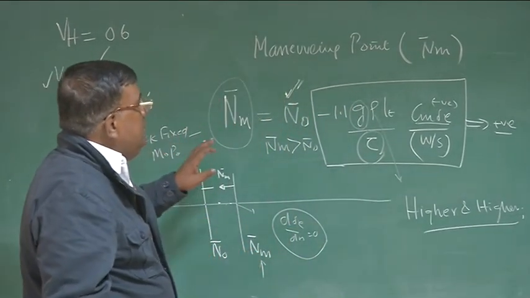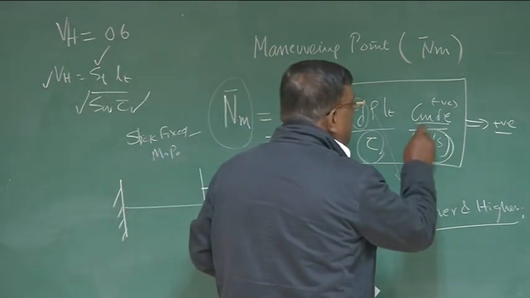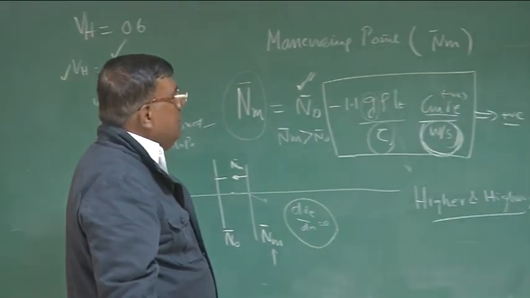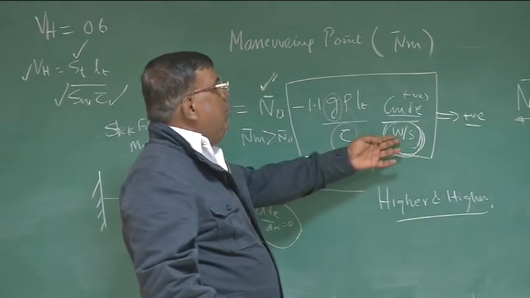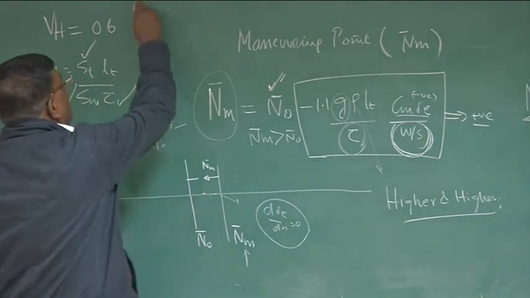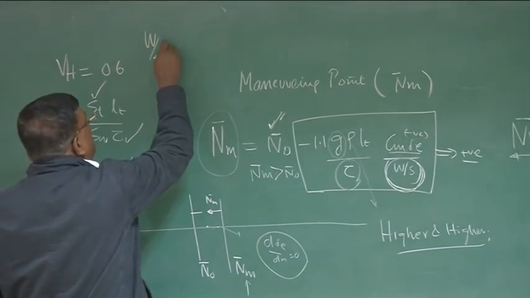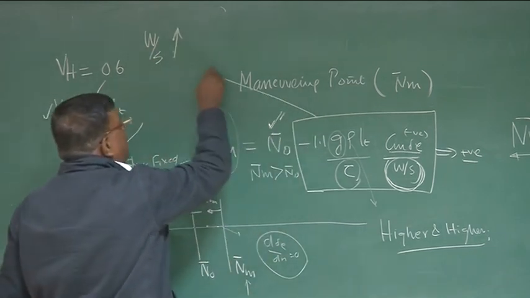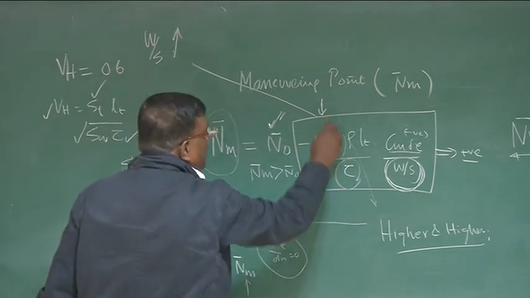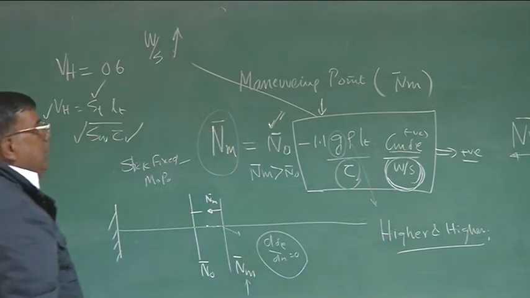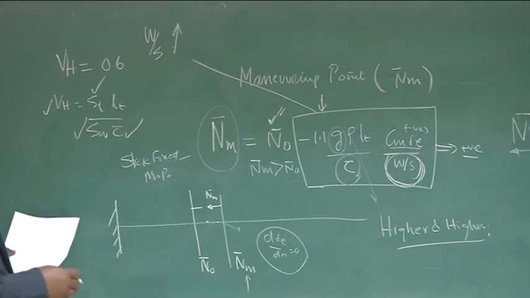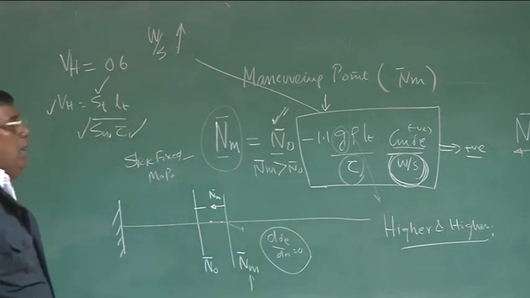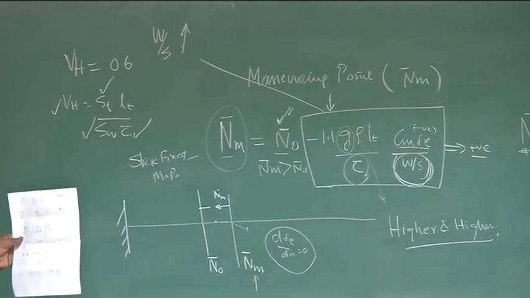But before I end, please see here, W by S is also here. So before I end this part of the lecture, let us have a closer look at W by S. And you could see if W by S increases, then this term goes on decreasing because this is in the denominator. So as W by S goes on increasing, the difference between Nm bar and N0 bar also shrinks.